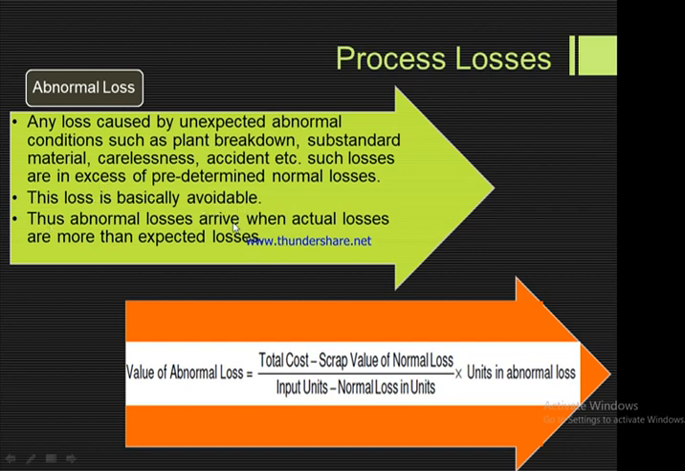This abnormal loss arises when actual loss is more than the expected loss. So in order to compute the value of this abnormal loss, from the total cost we are going to minus the scrap value of normal loss, in case it is any, divided by input units minus normal loss in units. This is multiplied with the number of abnormal loss units.